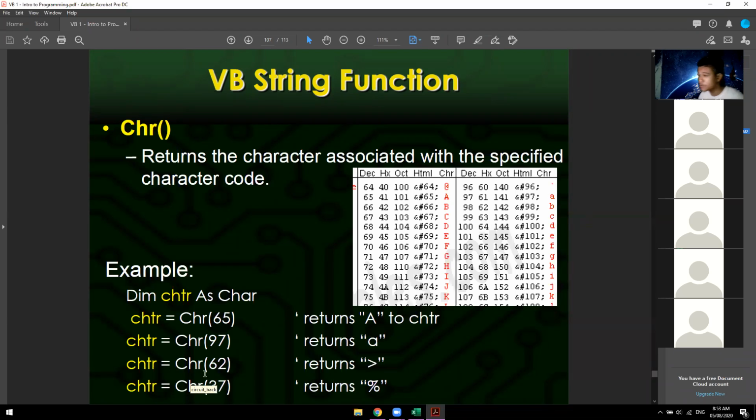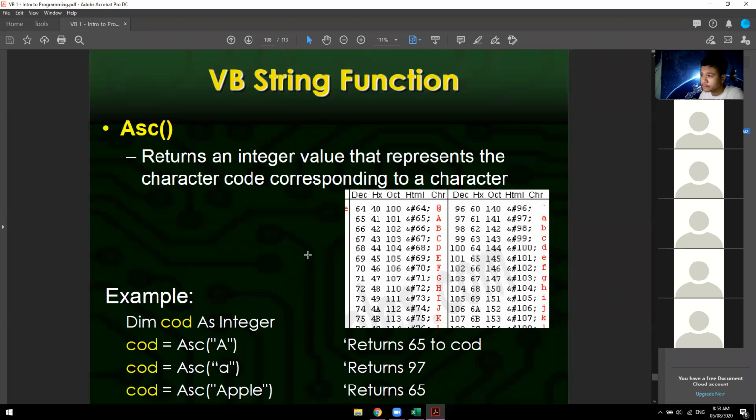Okay? So for 62, I think wala na siya dito. Hindi na siya napakita, pero ang equivalent character code niya or CHR code niya is greater than. And then for 37, I think hindi na rin napakita. Yes, hindi na rin napakita, pero ang equivalent CHR code nito is percentage. Okay? So kung gusto nyo makita yung complete na CHR code, pwede nyo ma-search sa internet, ASCII code or CHR code. Magpapakita yung mga complete set ng ganito.